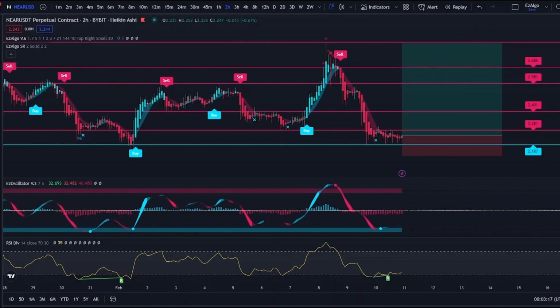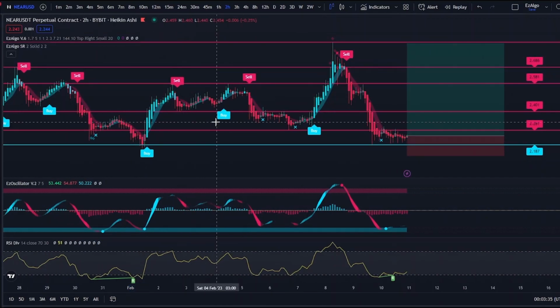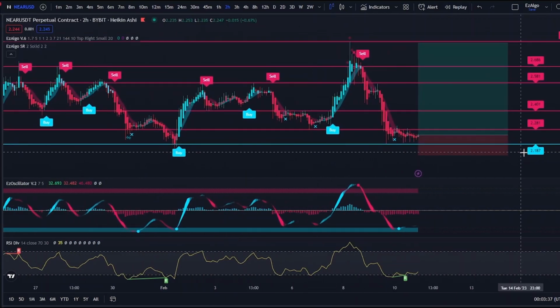So the first thing that I notice is that price is at an EzAlgo support level. This is crucial whether you're entering a long or short position. You want to make sure that price is at a key level. Now I can clearly see in the recent past that price has rejected from the support level, so automatically I'm looking for a long position at this level.